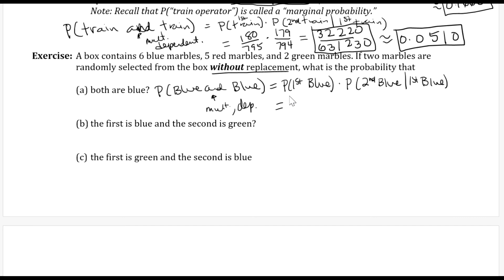This first one being chosen as blue, we have 6 blue marbles in our bag, and we have 6 plus 5 plus 2, 13 total marbles in our bag. After we choose that first blue marble, it's only going to be 12 left in the bag, and only 5 blue marbles in the bag. So we have 30 over 156, and that is approximately equal to 0.1923.